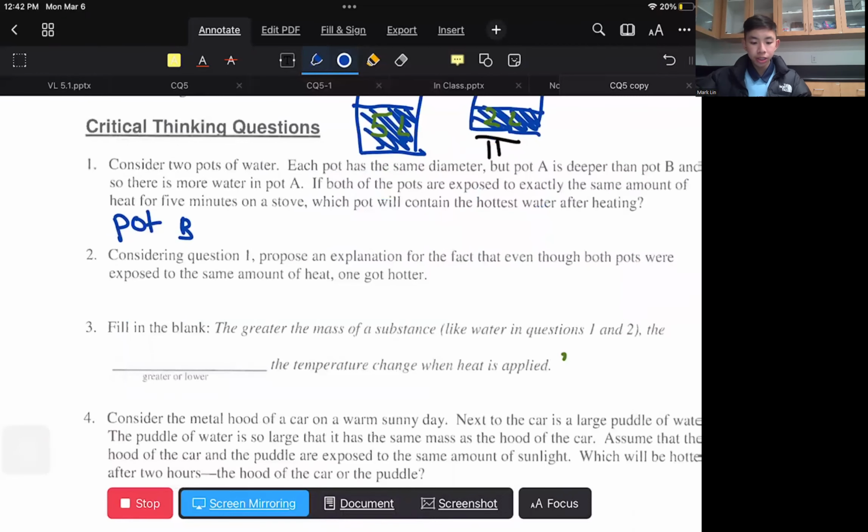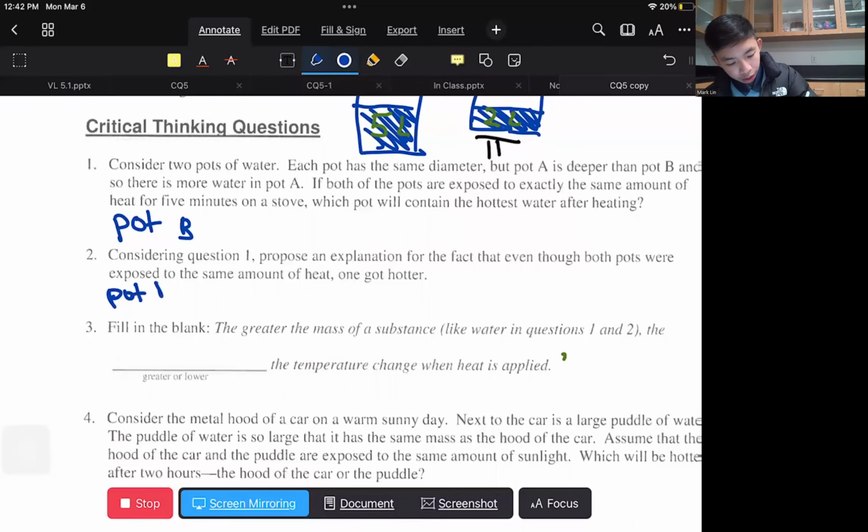Number 2. Consider question 1. Propose an explanation for the fact that even though both pots were exposed to the same amount of heat, one got hotter. So just what I said before: pot B has less stuff in it. There's less water molecules than in pot A, so it will heat up faster and more.